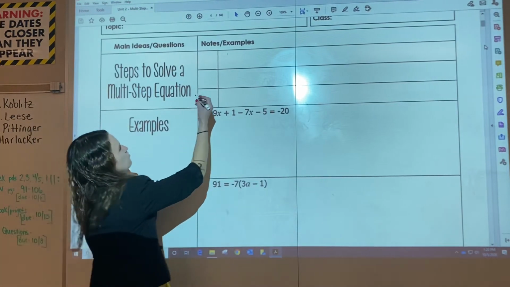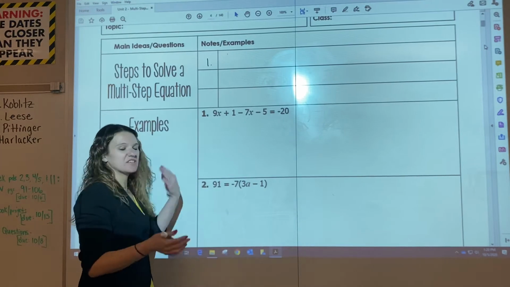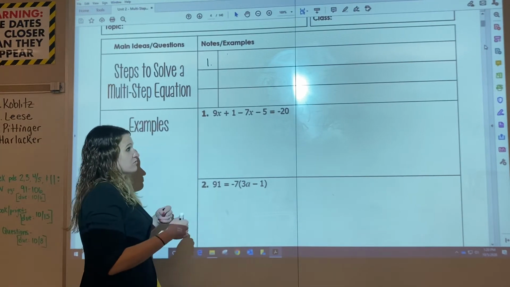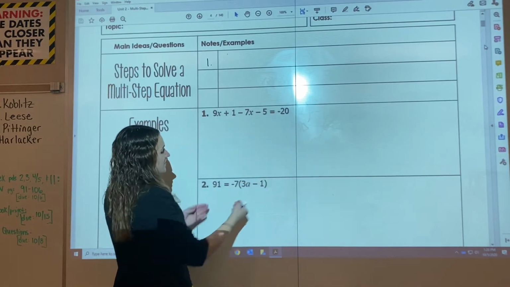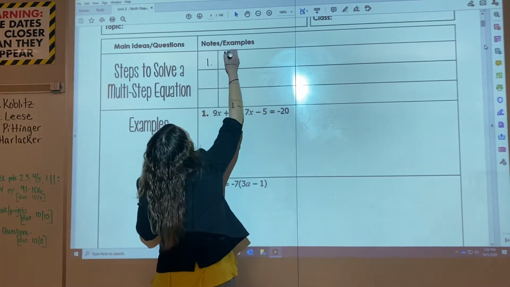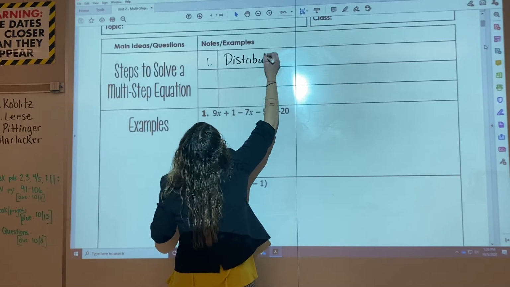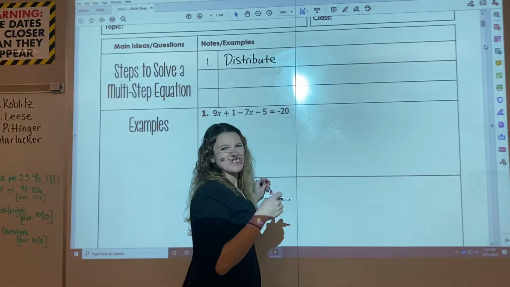Steps. Step 1. Distribute, if necessary. Some of these problems you have to distribute, some of them don't. Clearly this one you don't have to distribute anything, but here I see I'm gonna have to. So let's write distribute. And then I'm also gonna put in parentheses, if necessary.